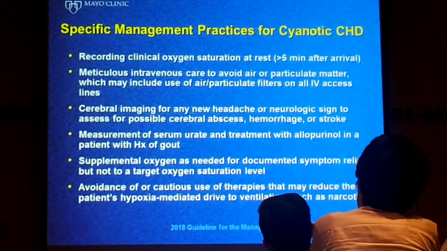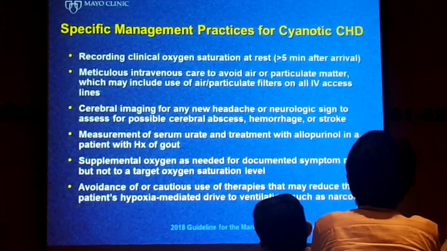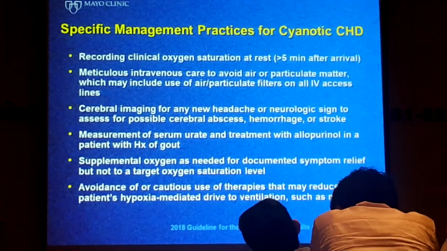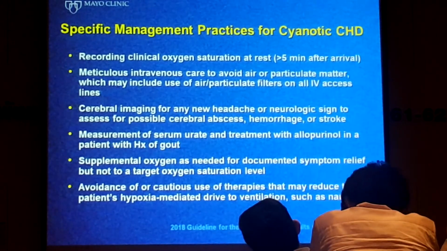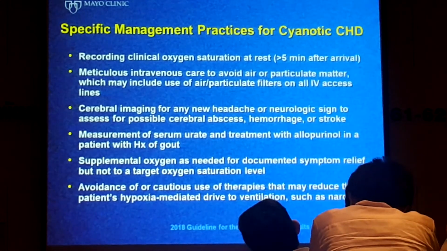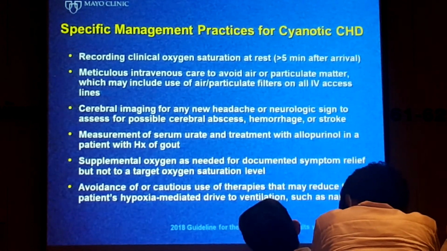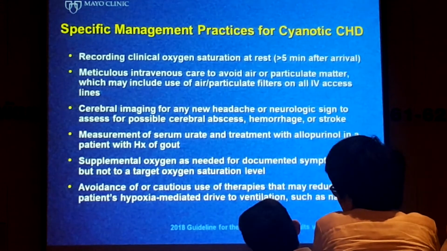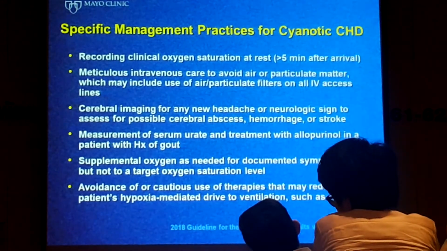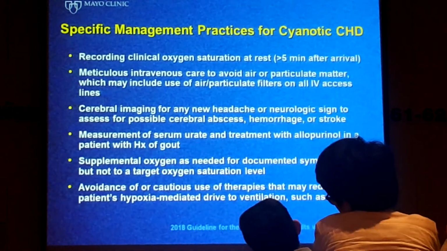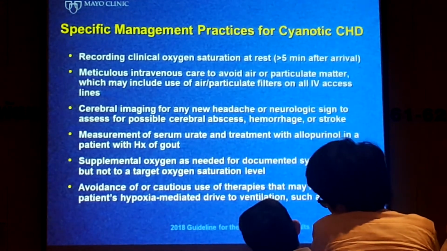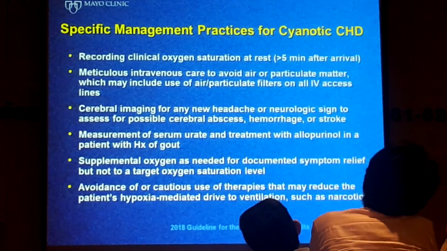Meticulous intravenous care. We put filters on all IVs because you want to avoid air embolism in these patients. As I said before with Kevin, if anybody has a headache or doesn't feel good, do an MRI of the brain. Make sure it's not a brain abscess. Take blood cultures. Look for uric acid and treat gout when needed.